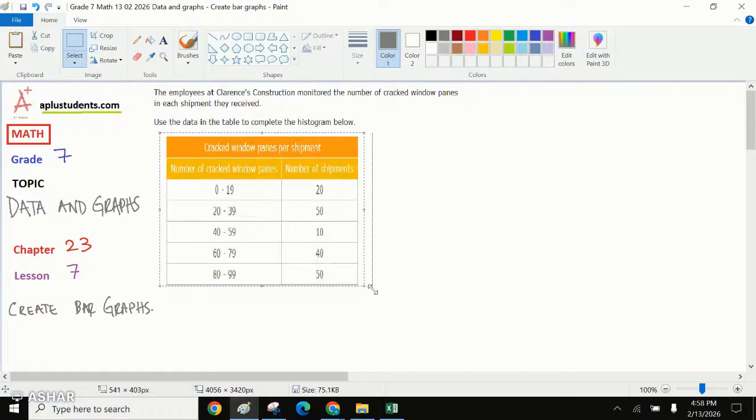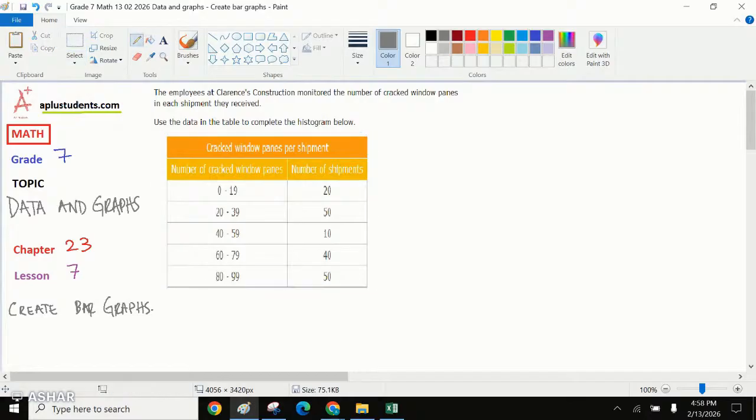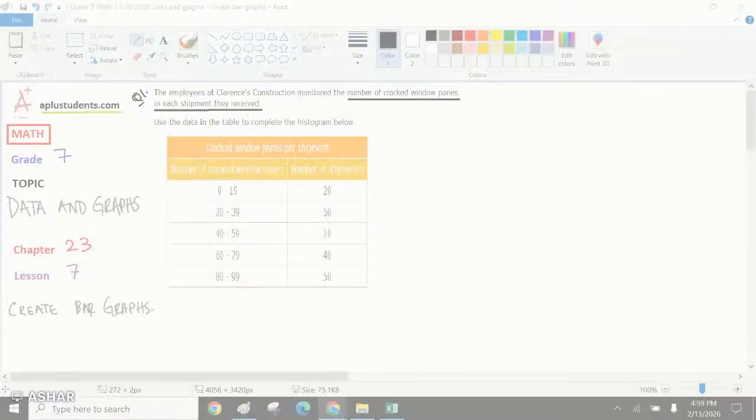We're creating a histogram. The question says the employees at a clearance construction monitor the number of cracked window panes. They're monitoring the number of cracked window panes in each shipment they received. Use the data in the table to complete the histogram below. Let's see, a histogram would be given to us as per the question statement. The histogram given to us is this.